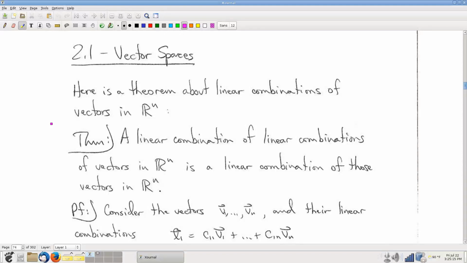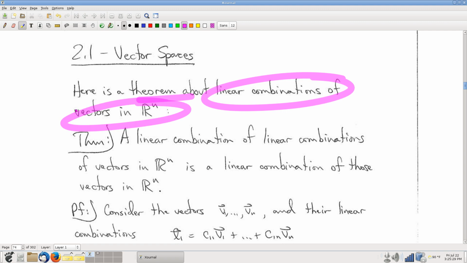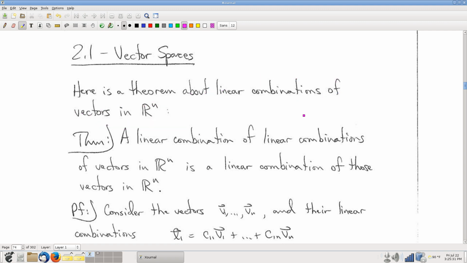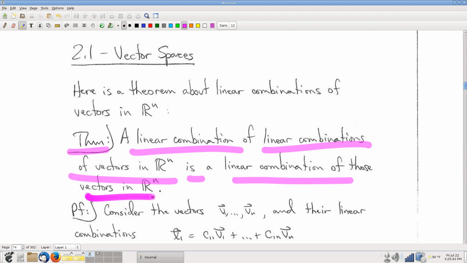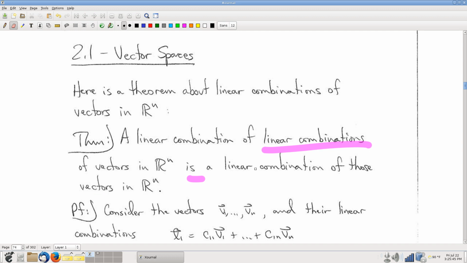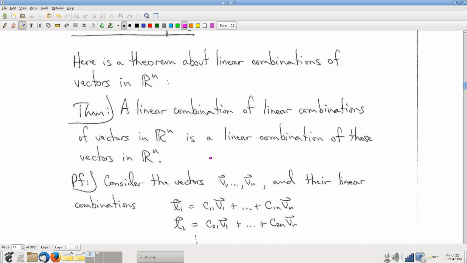So in this section, we're going to define something called a vector space. We're going to build up to that, though, over a few pages of discussion, starting with a seemingly innocent little theorem about linear combinations of vectors in Rn. And here it is. The theorem says that a linear combination of linear combinations of vectors in Rn is a linear combination of those same vectors in Rn. So there's a lot of words going on there, so let's parse this.